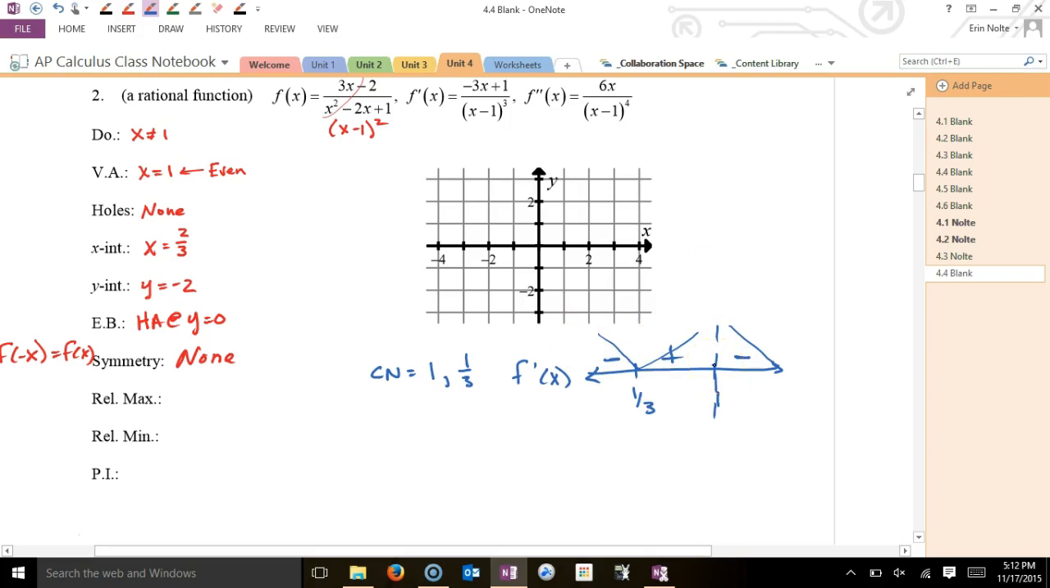We can go to the concavity. So now I'm looking at my second derivative. So my critical values of my second derivative. Again, we have 1 from that vertical asymptote, and if I set the top equal to 0, I get a critical value at 0. So for my second derivative number line, I have 2 critical values also.